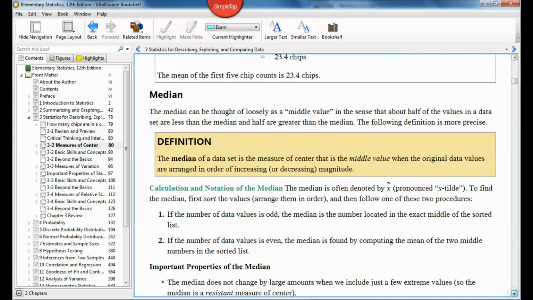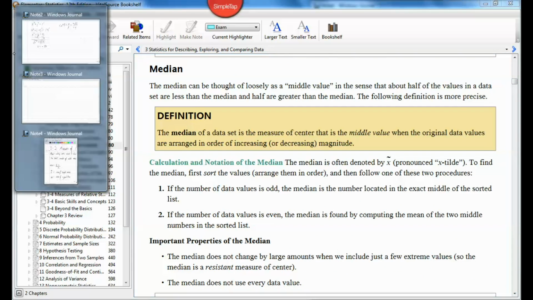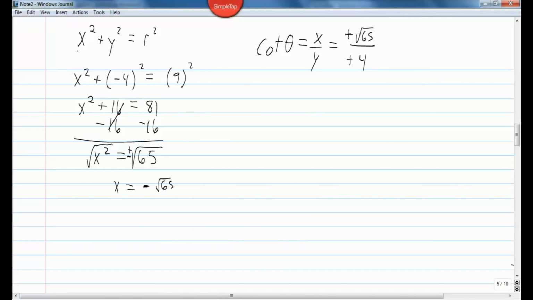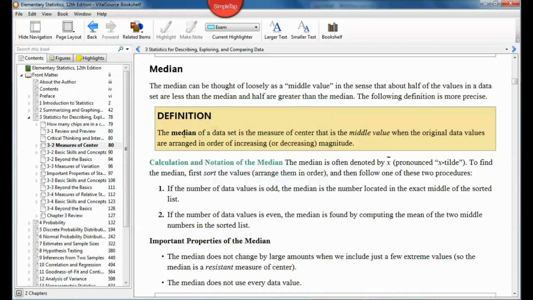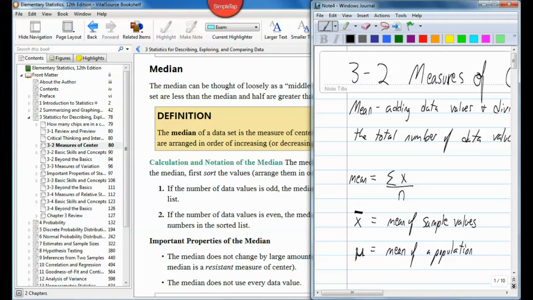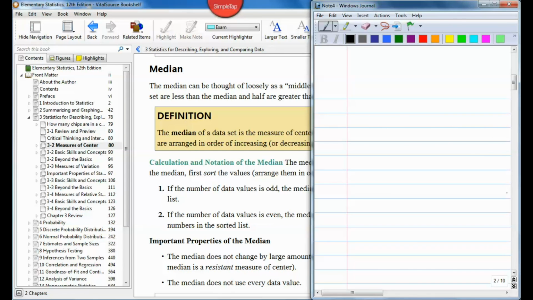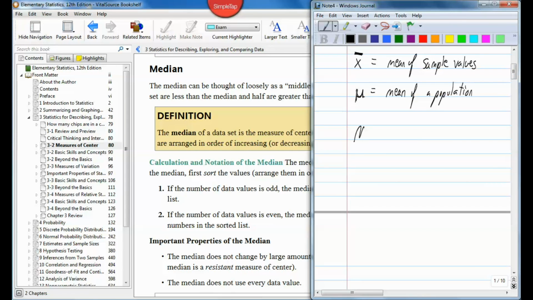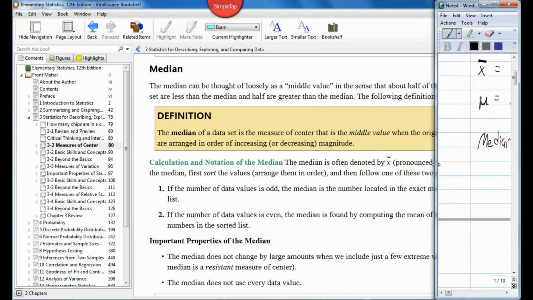All right. The median. Let's see what the median is. If you drive a car, then more than likely at one time or another you have seen a sign that said stay off the median. All right. So what is the median in terms of statistics? The median is the middle value.